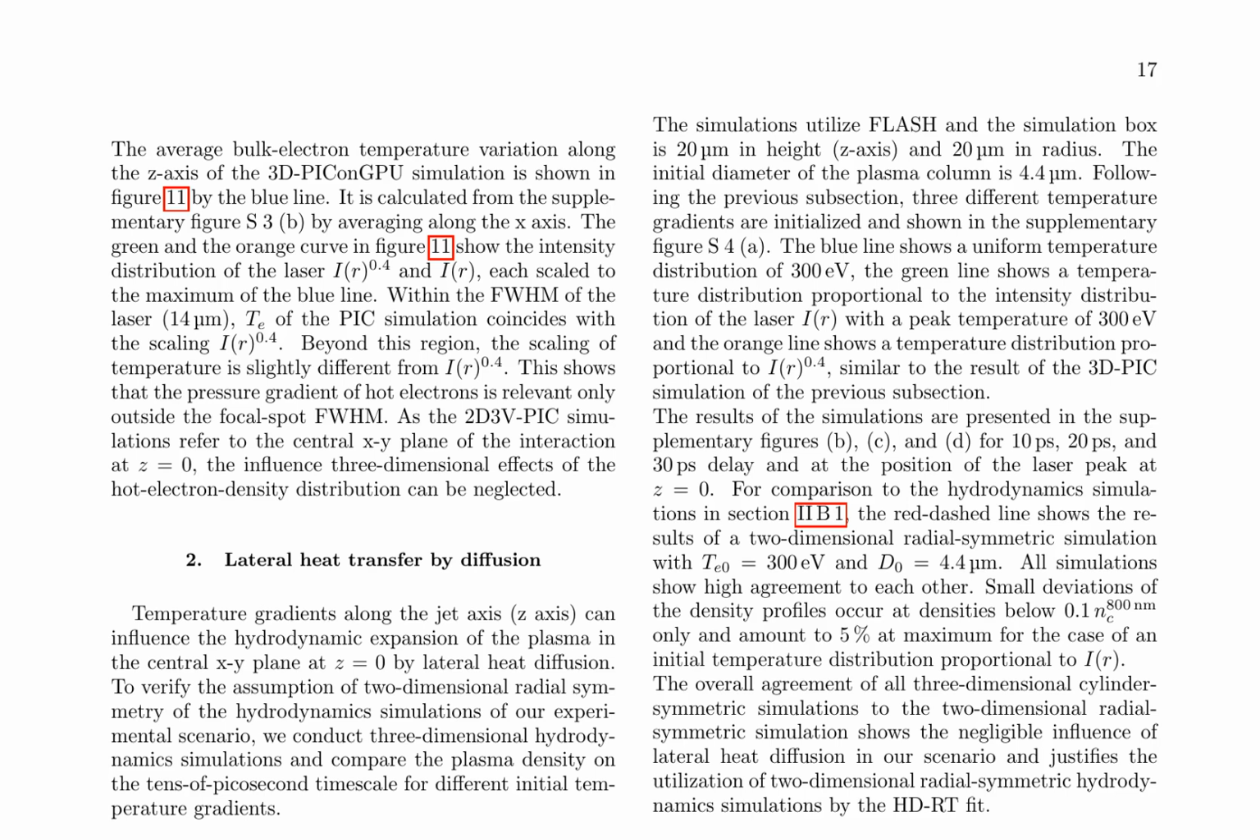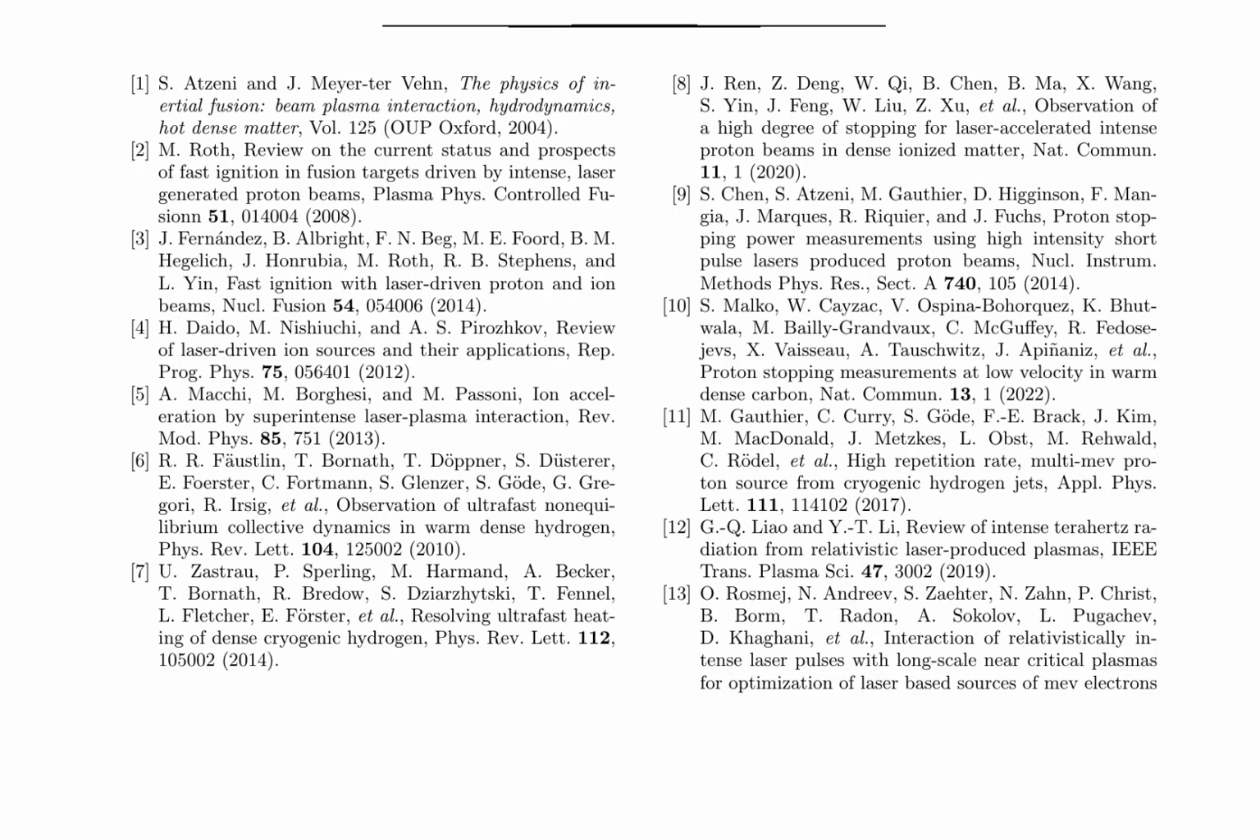This research focuses on the interaction of intense laser pulses with matter, specifically the generation of high-energy particles and their potential applications. The authors investigate the temperature variation along the z-axis of a 3D PIConGPU simulation, showing that the pressure gradient of hot electrons is relevant only outside the focal spot FWHM. They also examine the influence of lateral heat diffusion on the hydrodynamic expansion of the plasma, concluding that it can be neglected in their scenario.